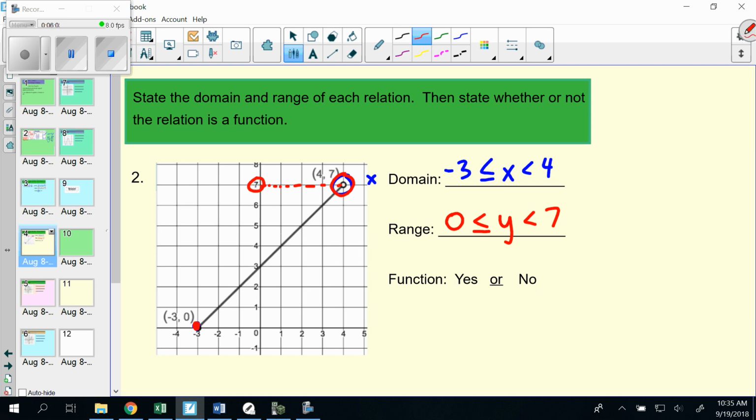Is this a function? With these graph ones now, it's super easy because we can use our vertical line test. If we were to draw a vertical line anywhere, are we going to hit the graph more than once? No, we're not. So then, yes, this is a function. Each input has a single output.